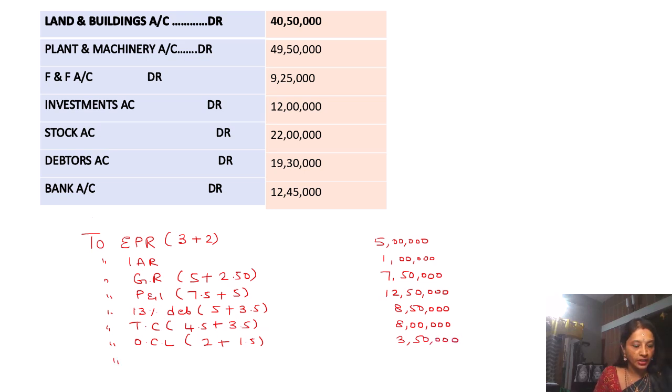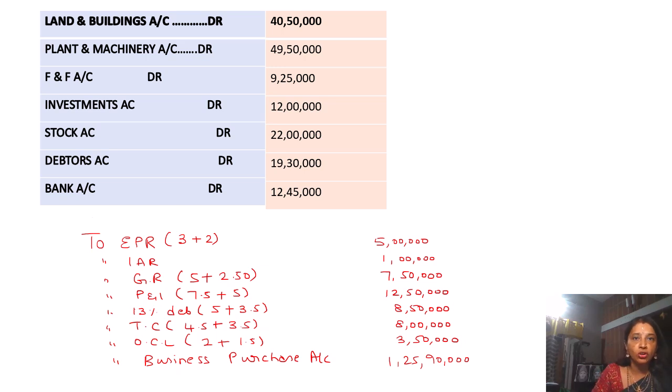And then to, finally you will write business purchase account, 1 crore 25 lakhs 90,000. So you record all the assets and all the liabilities, and you find out whether there is a profit on merger or loss on merger. If you get a profit on merger, you get the balancing figure here. If you get a loss on merger, you get a balancing figure in the debit column.